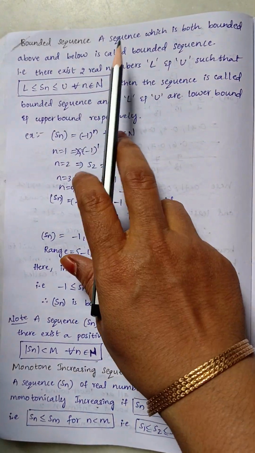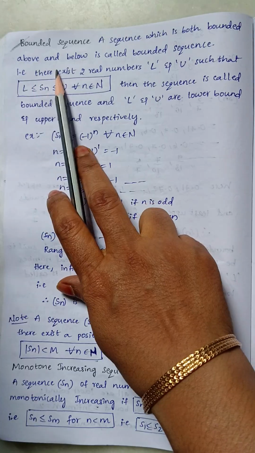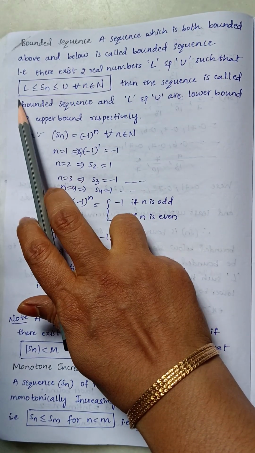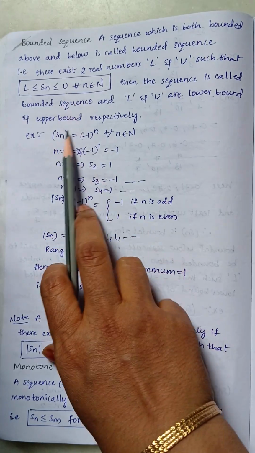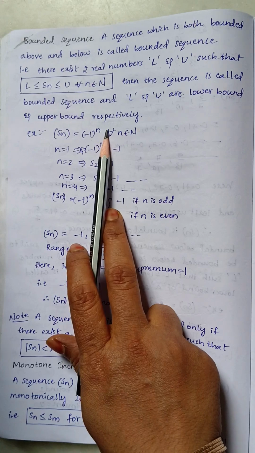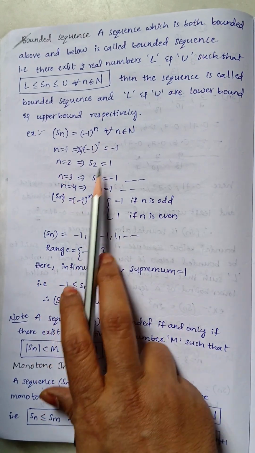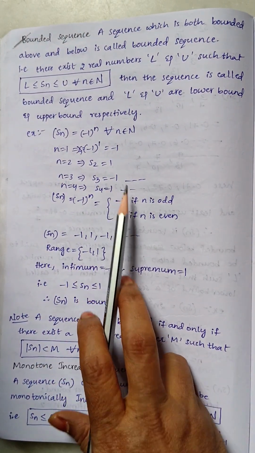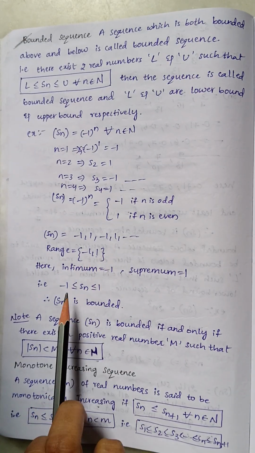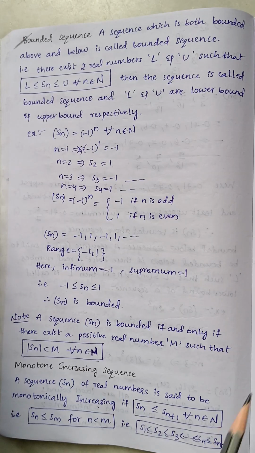See, a bounded sequence means a sequence which is both bounded above and below, which is called the bounded sequence. So, Sn is a sequence bounded by a lower bound and an upper bound, then we can say it is a bounded sequence. See this example, Sn equal to (-1)^n. When you take the sequence elements, what will come? Minus 1, plus 1, minus 1, plus 1. So, it is bounded by which numbers? Minus 1 and 1. It is bounded by both, that's why it is a bounded sequence.